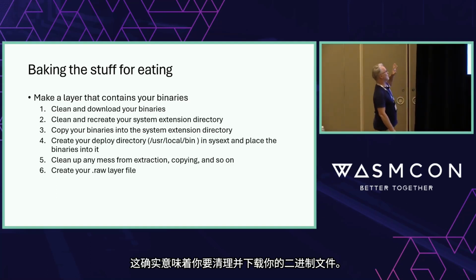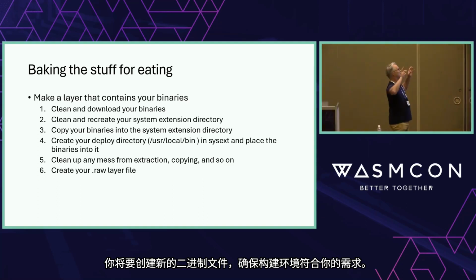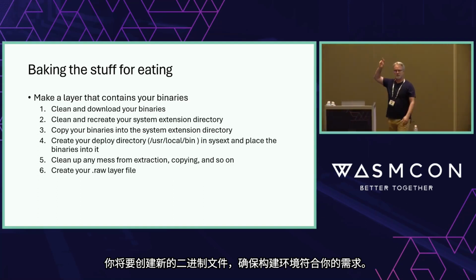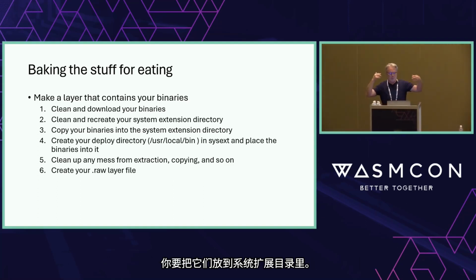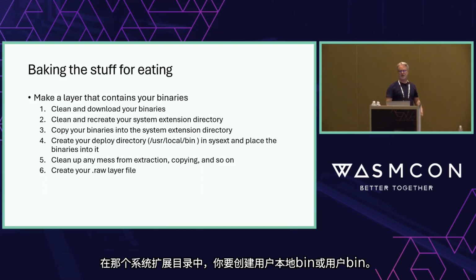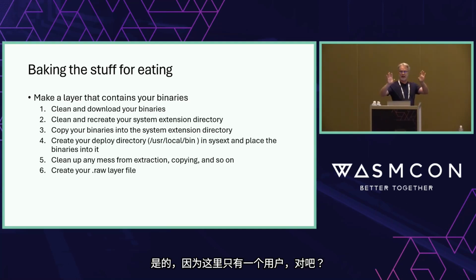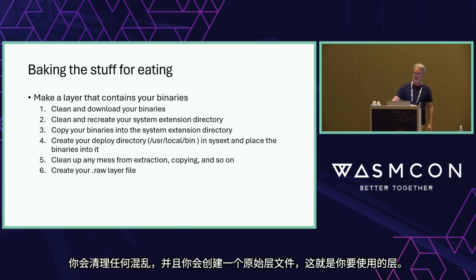That really means you're going to clean and download your binaries. You're going to create your new binaries, make sure that the build environment has what you want. You're going to put them in the system extension directory. And in that system extension directory, you're going to create the user local bin or user bin. As I said, it doesn't matter because there's not multiple users here, right? And you're going to put your binaries into it, and you're going to clean up any mess, and you're going to create your raw layer file. That is the layer you're going to use.